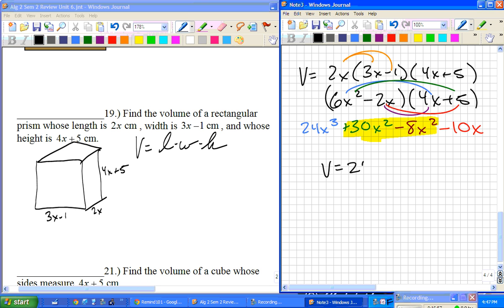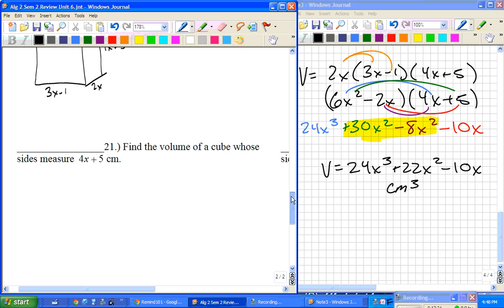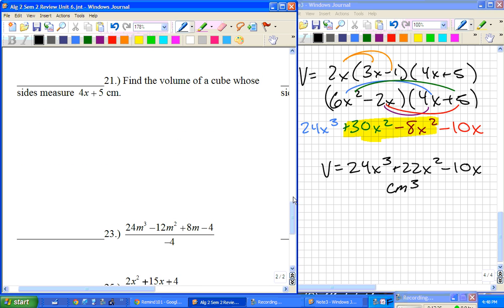and we get our volume is equal to 24x cubed plus 22x squared minus 10x. Okay, and we're talking about centimeters cubed. So 24x cubed plus 22x squared minus 10x cm cubed. All right, 21.